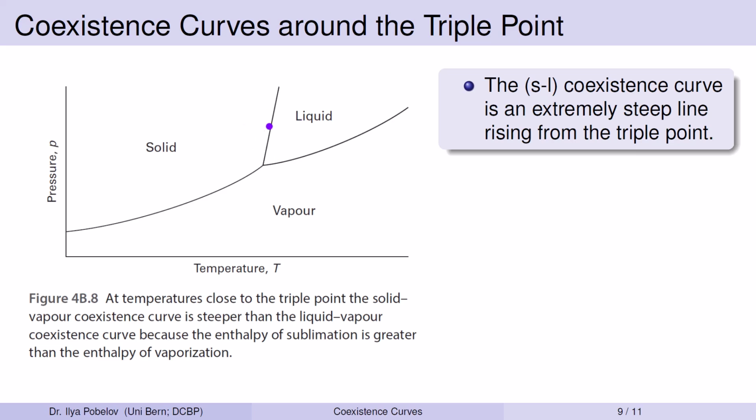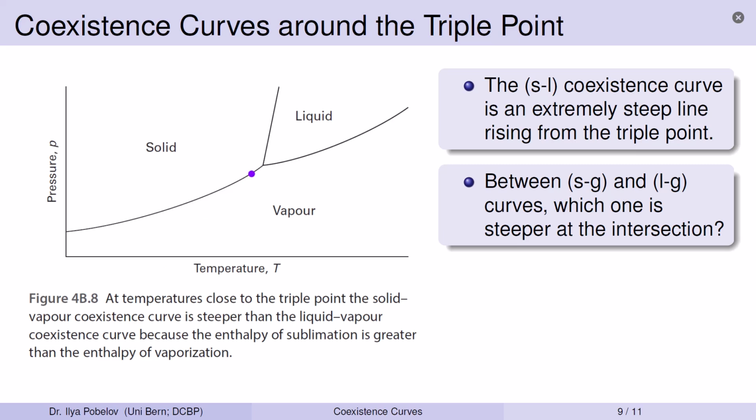However, this sketch does not show exactly how extremely steep these lines are. In fact, illustrations of phase diagrams are typically heavily distorted in order to make the slope of the solid-liquid coexistence line visible. As solid-gas and liquid-gas curves converge at the triple point, it prompts an intriguing question. Can we find out which one between them is steeper at the intersection? To address this, we must compare the enthalpies associated with the transitions.